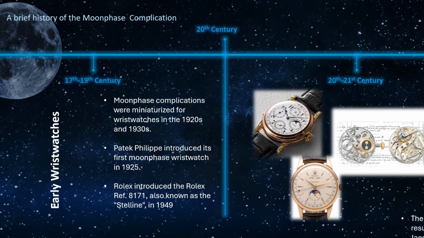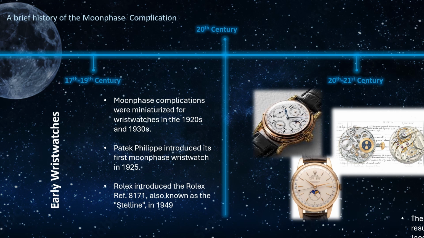The Golden Age of wristwatches. The moon phase complication transitioned to wristwatches in the early 20th century, as pocket watches fell out of favor. During the 1920s and 1930s, watchmakers began experimenting with smaller, more compact movements that could accommodate complications like moon phase displays. Patek Philippe, one of the most renowned Swiss watchmakers, introduced its first moon phase wristwatch in 1925, setting a standard for elegance and precision.